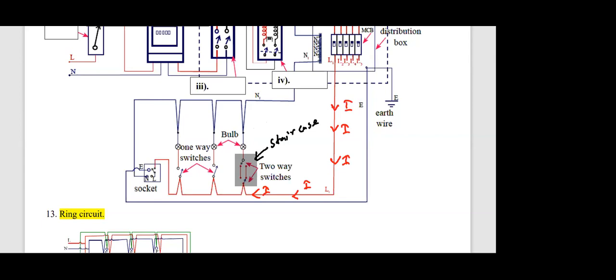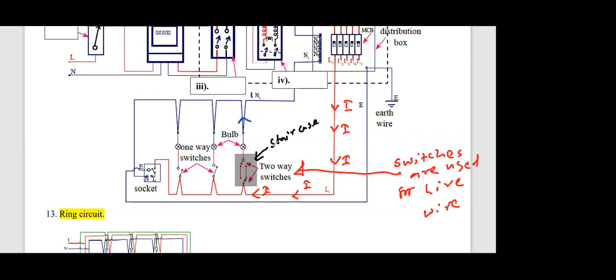Please put an arrow towards this and write: the switches are always used for the live wire. This is very important. In any house, switches are used for what? The live wire, not for the neutral side. The opposite end, where current comes out, is the neutral wire. N means neutral. So it returns to the neutral.